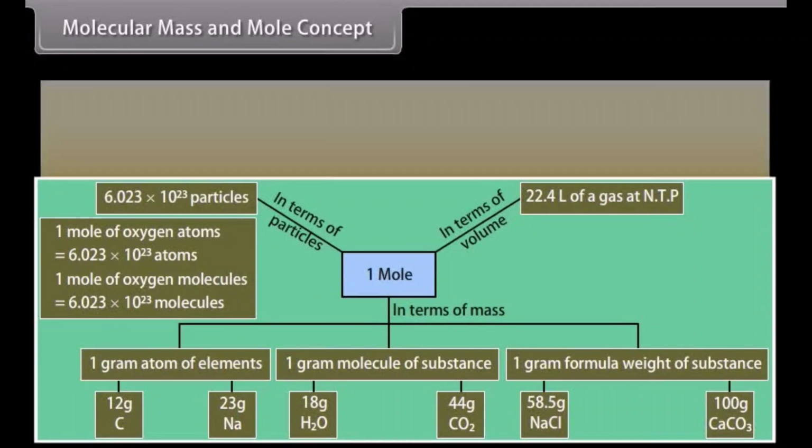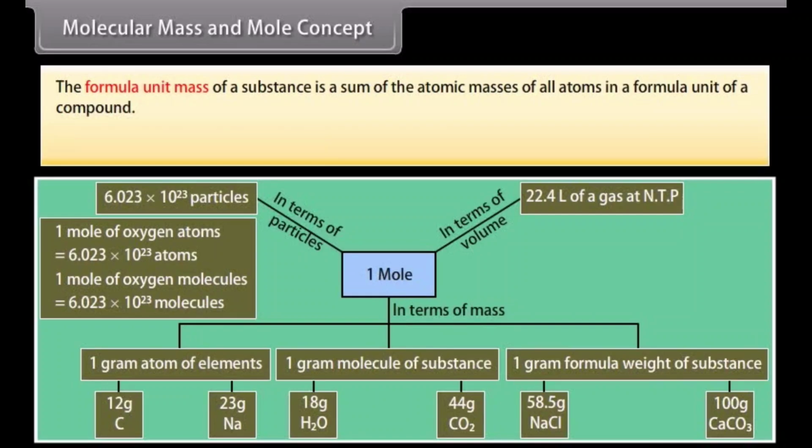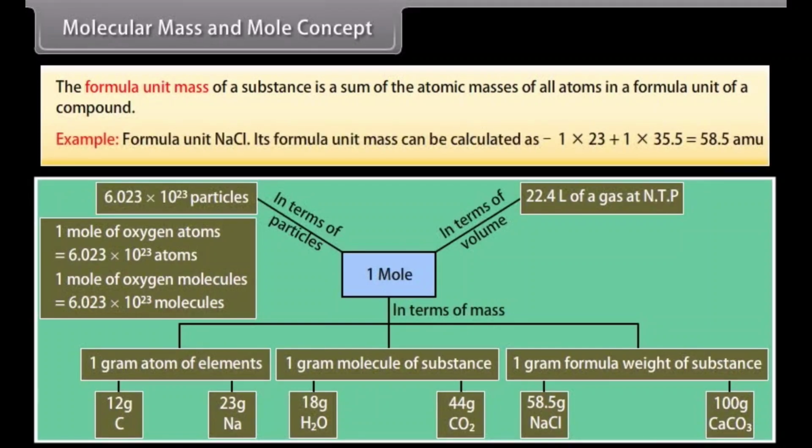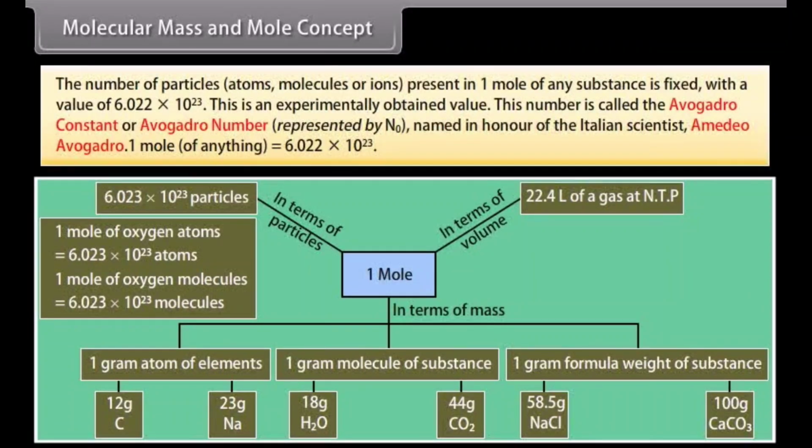The formula unit mass of a substance is the sum of the atomic masses of all atoms in a formula unit of a compound. Example, formula unit NaCl: its formula unit mass can be calculated as 1 times 23 plus 1 times 35.5, which equals 58.5 units. The number of particles, atoms, molecules, or ions present in 1 mole of any substance is fixed with a value of 6.022 times 10 raised to the power 23.